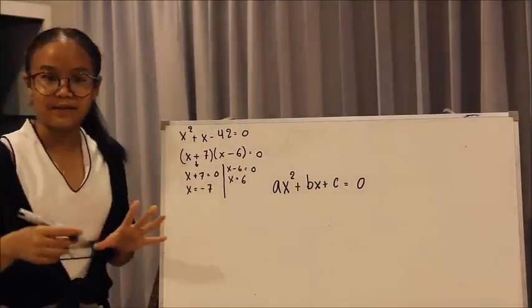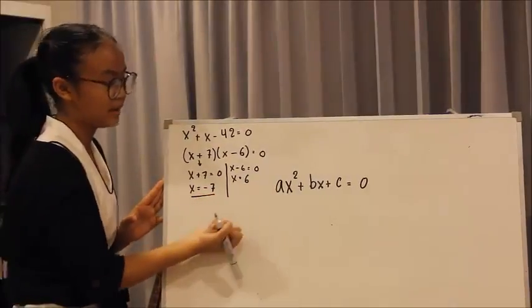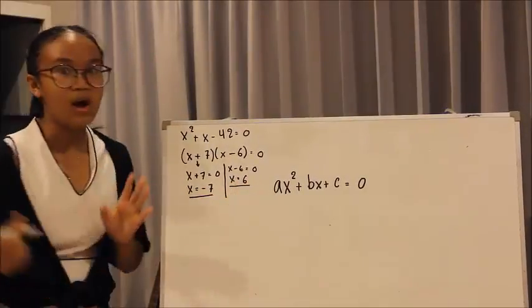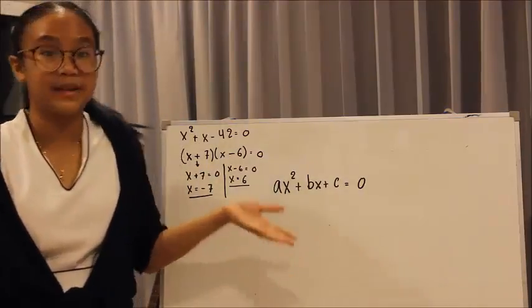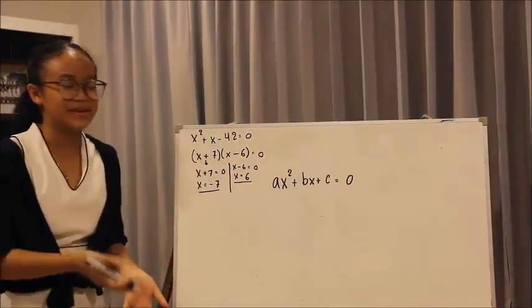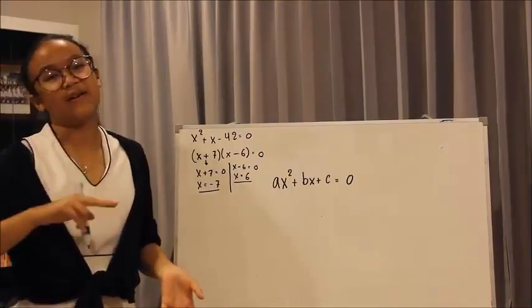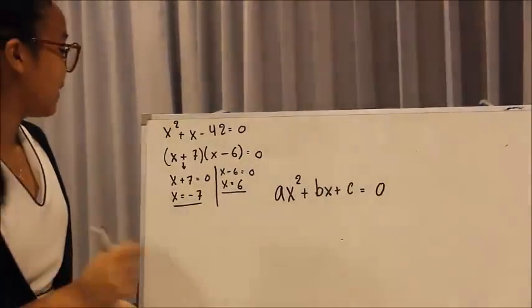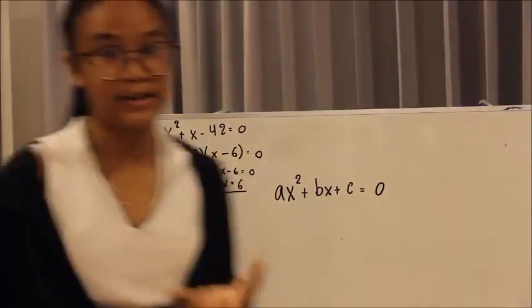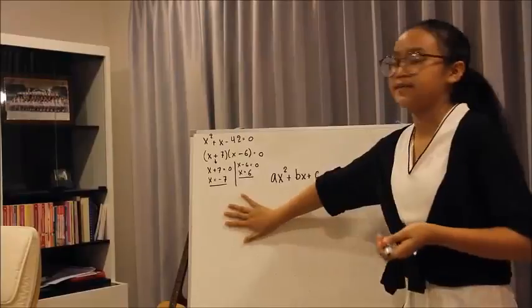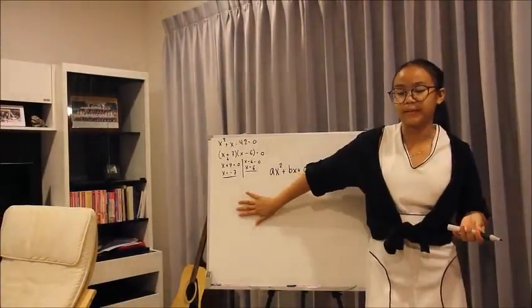Now you got 2 answers: x is equal to negative 7 and x is equal to 6. I have 2 numbers which are not the same, and that's alright because that's what quadratic equations are. You should always have 2 answers. So it can be either negative 7 or 6. And this is called factorization or factoring.